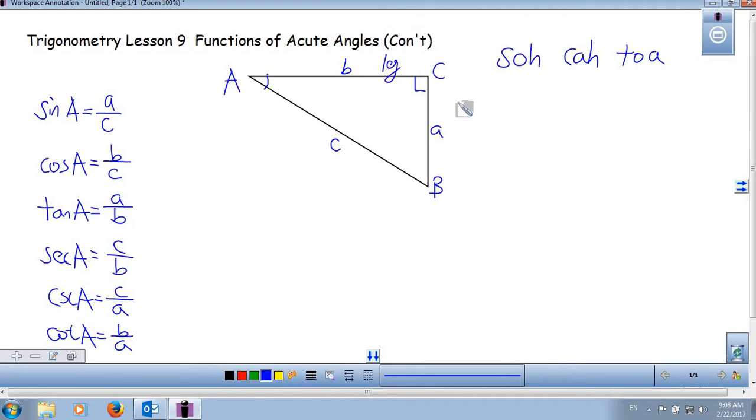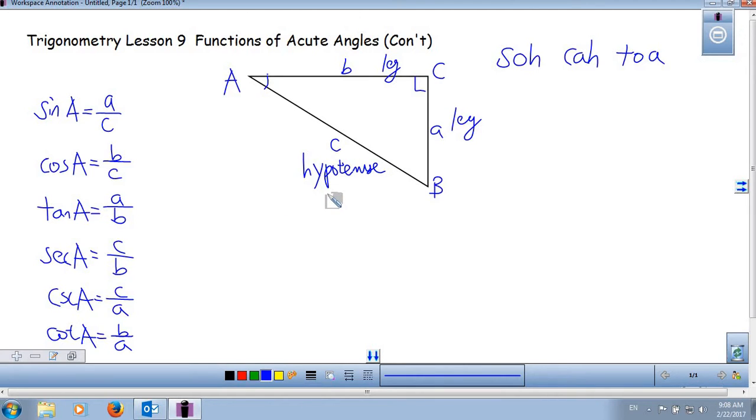This is a leg. This is a leg. And again, what is a leg? A leg is one of the two sides of the right angle, and the hypotenuse is the side opposite the right angle. Hopefully that will help you quickly review this.